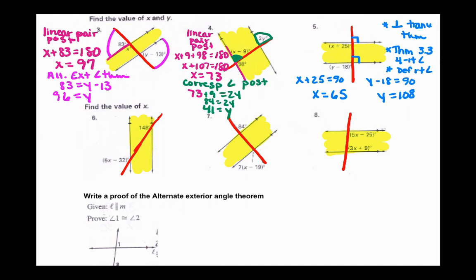So in problem 6, we have two angle measures. They both happen to be on the left side of their parallel line, and they both happen to be above the transversal. So we're going to use our corresponding angles postulate and set them equal. So 6x minus 32 equals 148. So 6x is 180, and x equals 30.